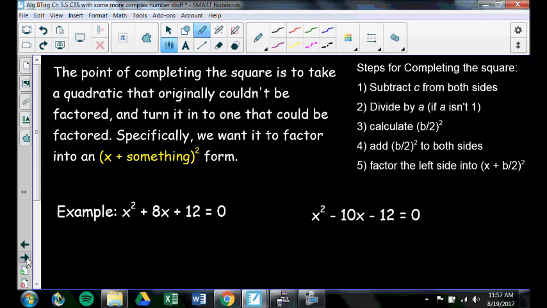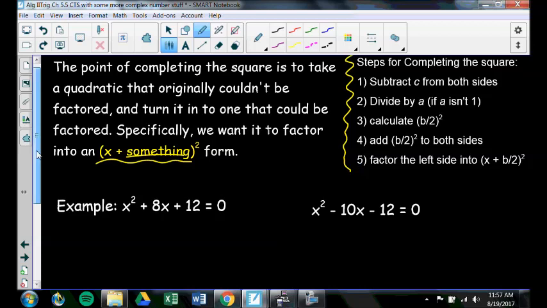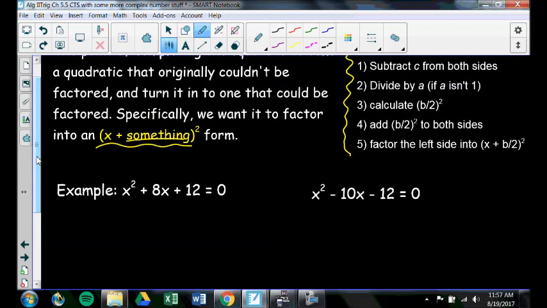We turn it into something of the form x plus something, squared. The steps I'm going to follow are written out over here. This should be review for you in this class, but I'll go through it slowly, because I think it needs to be taught like it's brand new for most of us. The first thing I do is subtract c from both sides.